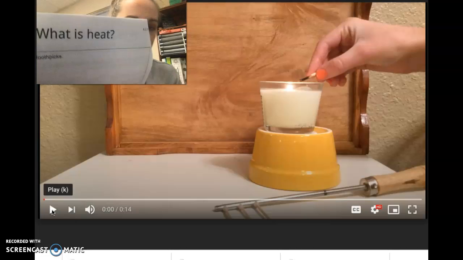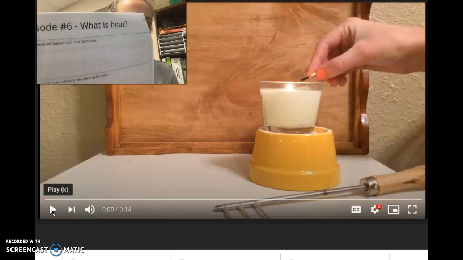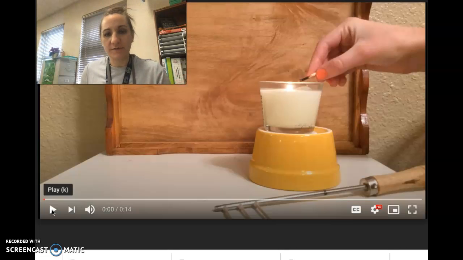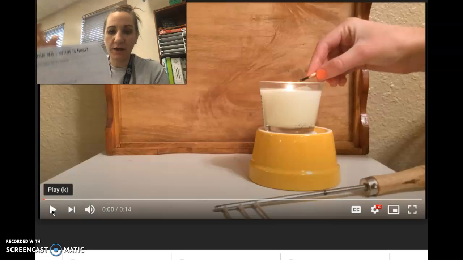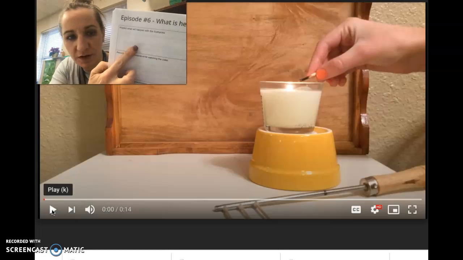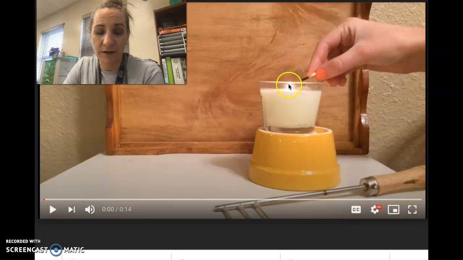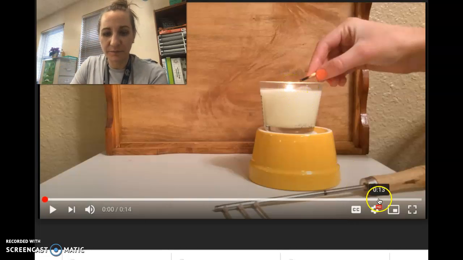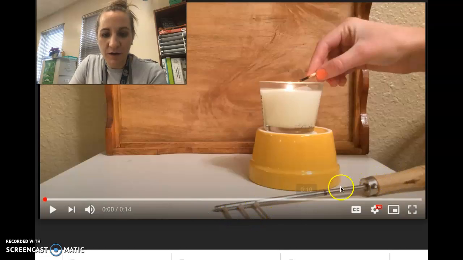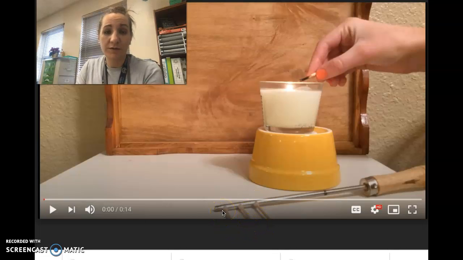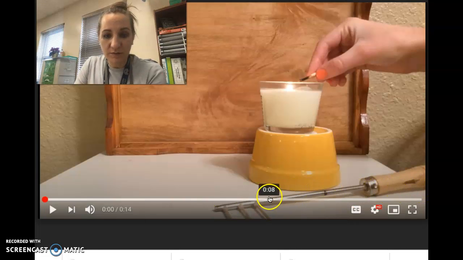Today is episode 6. What is heat? So in this video, before we watch the video, we are going to make a prediction of what we're going to see. So here you can see in this video we have someone that is lighting a candle. We know that candle is heat. And we also have a metal rod. You can see the metal rod down there. And then we have some toothpicks that are stuck onto the metal rod with some wax. And they're going to hold this rod over the fire of the candle.